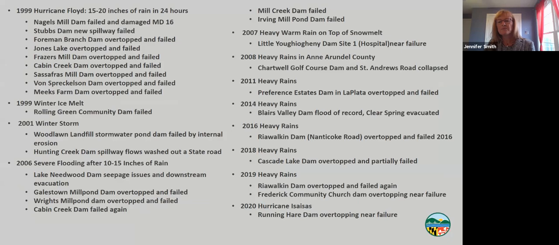So why are we here today? We all have one thing in common. We work to ensure the safety of small ponds and dams in Maryland. And we do this by ensuring designs meet minimum standards and proper construction methods are followed.